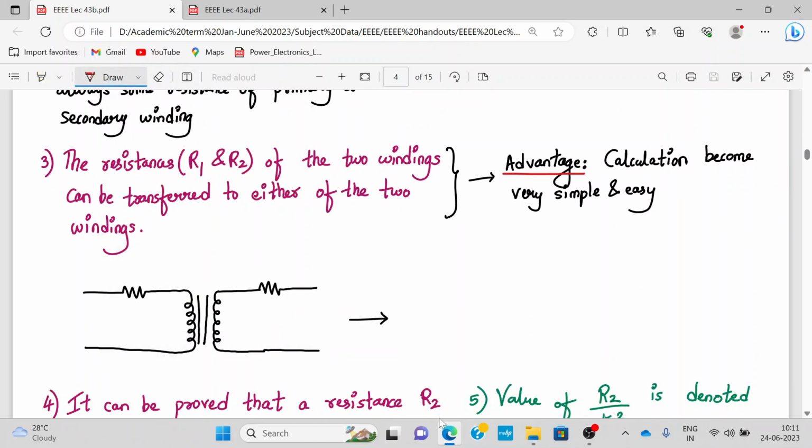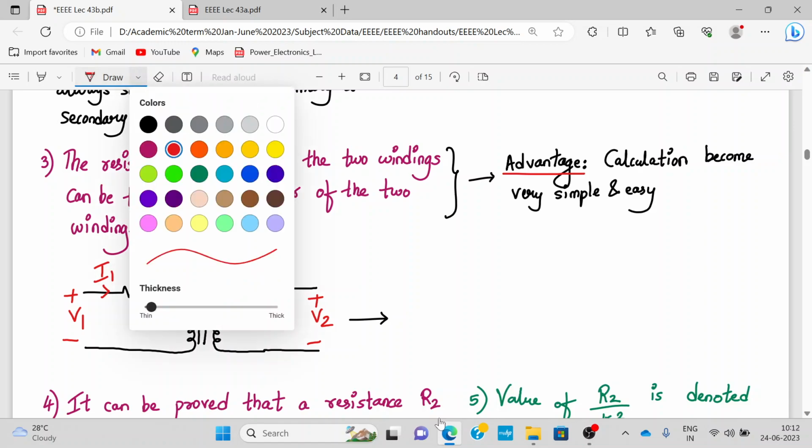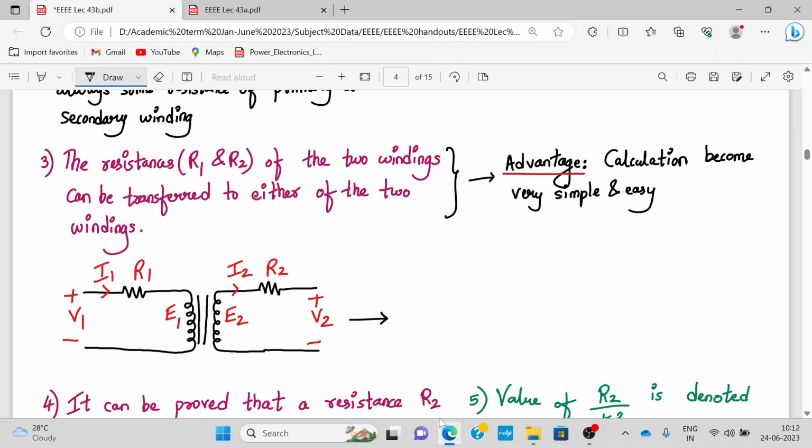Let's say that we have drawn over here R1, R2, and here it is my V2. This is E2, E1, this is current I1, this is current I2. So let's say that we want to transfer the resistance of the secondary to the primary. And why do we do that? Because the calculation becomes very simple and easy. So how do we do that? Let's do it over here. If you want to transform the secondary winding resistance into the primary, this is the technique.